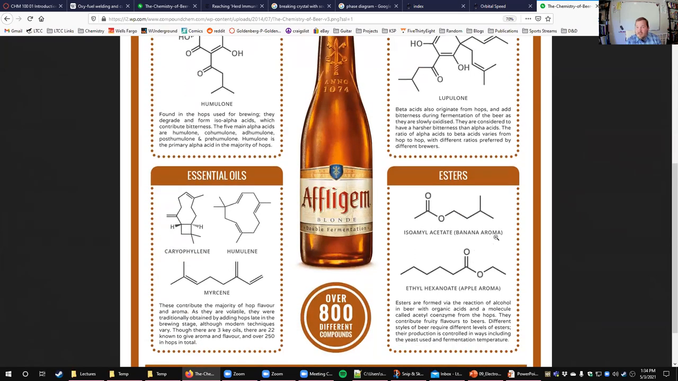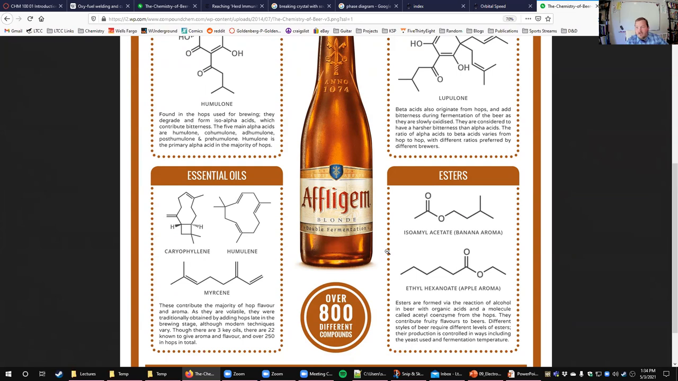For instance, you can make a wheat beer. If you make a traditional Bavarian Hefeweizen, then depending on what temperature you ferment it at, the yeast will produce a different ester. And you can actually make it taste a little bit like and smell a little bit like it has cloves in it if you ferment it at one temperature, or banana if you ferment it at a different temperature.